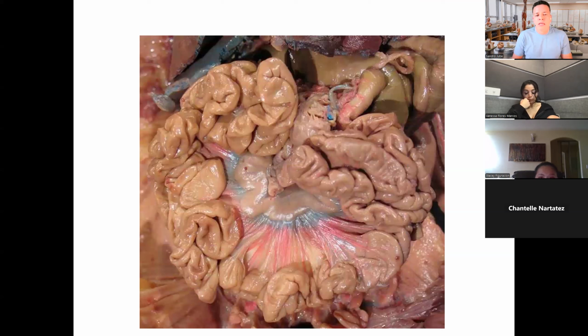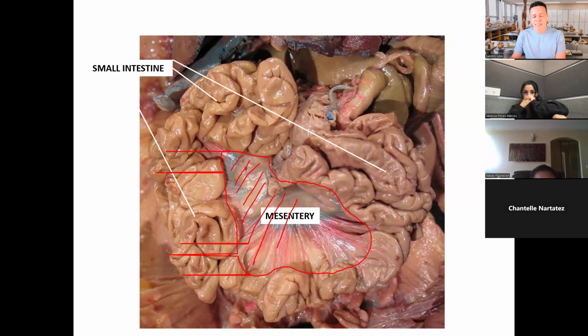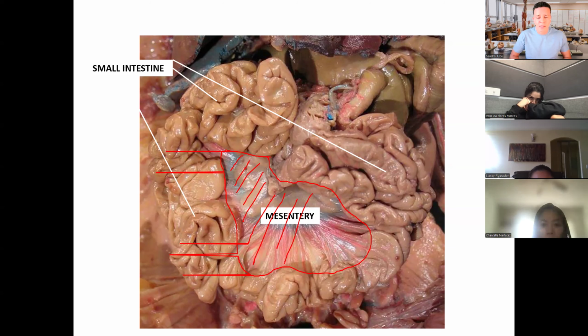Now let's take a closer look at the small intestine here, folks, because I want to show you something right here. And what I want to show you is that we can see that the small intestine is held in place by a membrane, this shiny surface right here. This is what we call the mesentery. Remember, the mesentery is part of the peritoneal membrane that is going to hold the small intestine in place. And then we have the mesocolon, which is going to hold the large intestine in place.